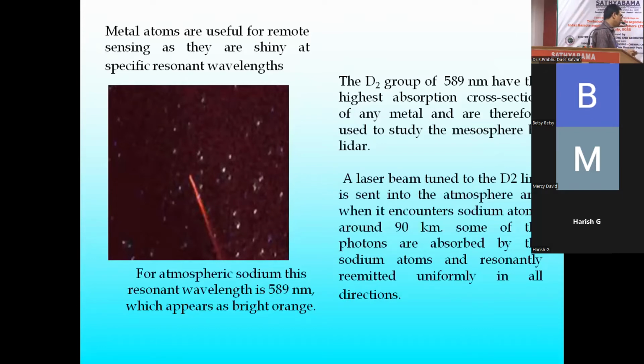The D2 line at 589 nanometers has the highest absorption cross-section. Here you can see clearly that a laser can enter into the atmosphere and be tuned to 589 nanometers. Sodium atoms are found at an altitude of 80 to 110 kilometers. The laser light can be absorbed by the sodium atoms and re-emitted resonantly.